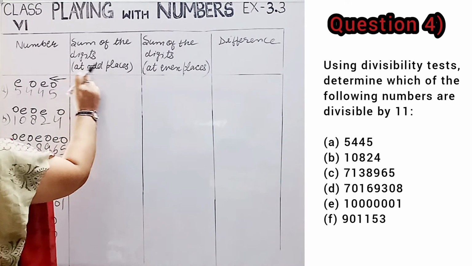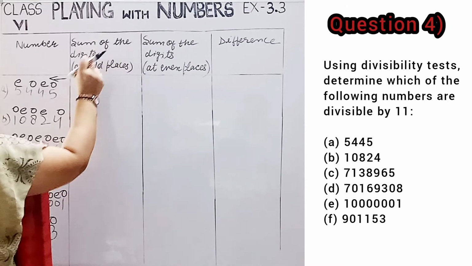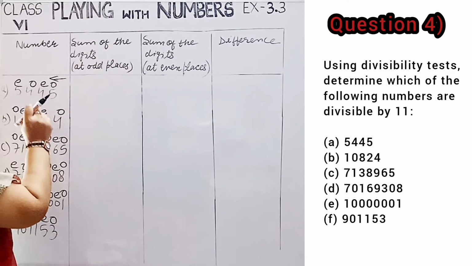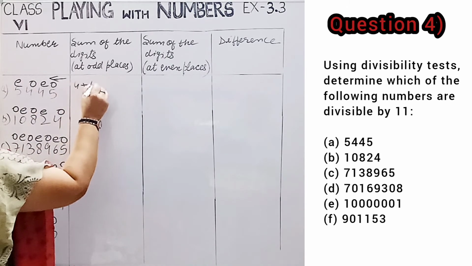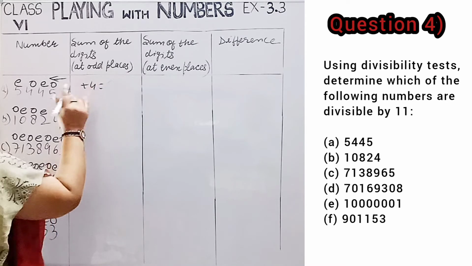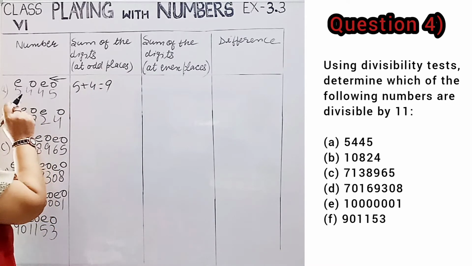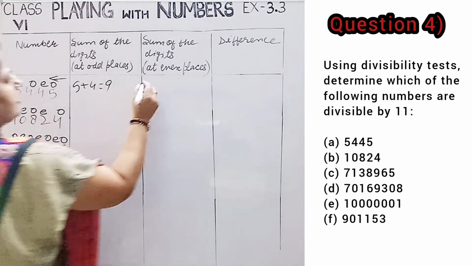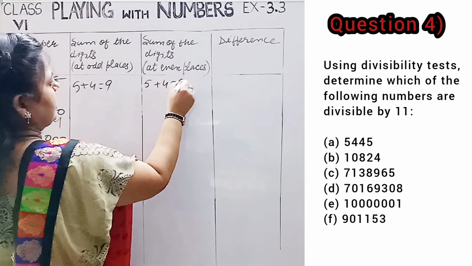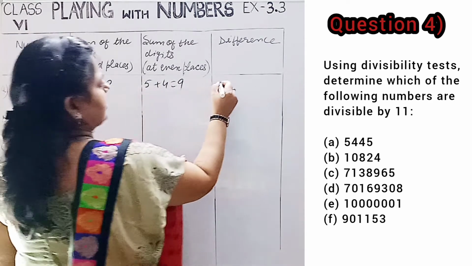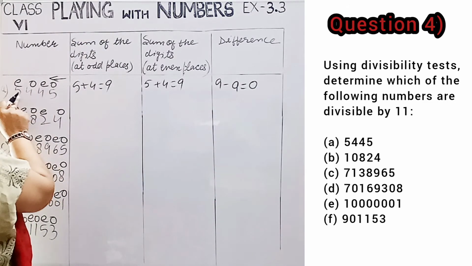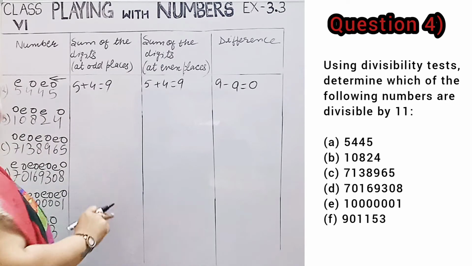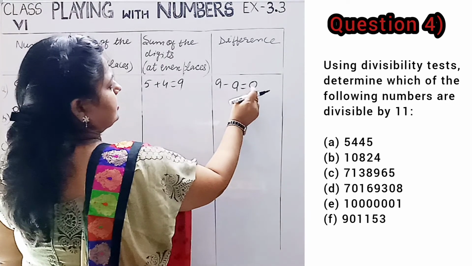Now check at odd places, the sum of the digits at odd places. Which are odd places? 5 and 4. 5 plus 4 is 9. Now coming to even places. Even is 5 and 4. 5 plus 4, 9. Now difference. 9 minus 9 equal to 0. So 5445 is divisible by 11 because the difference is 0.